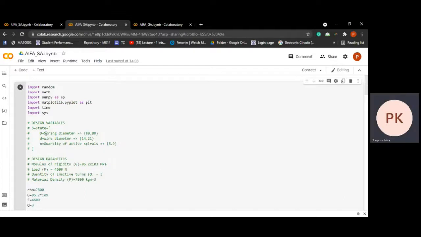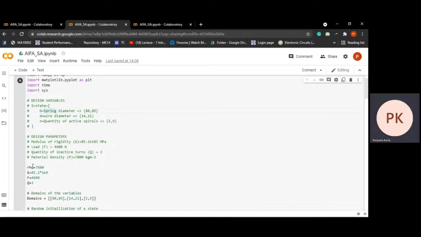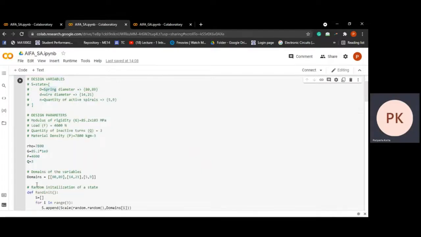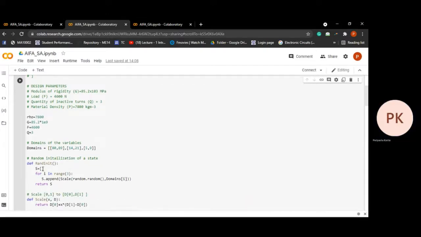So let us look at our state. Our state consists of the spring diameter, which should be between 80 and 89, the wire diameter, which should be between 14 and 21, and the quantity of active spirals, which should be between 5 and 9. We are given the rho, g, f, and q values. Domains refer to the range within which each of the variables must reside.